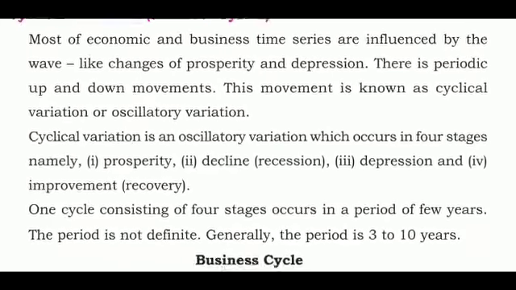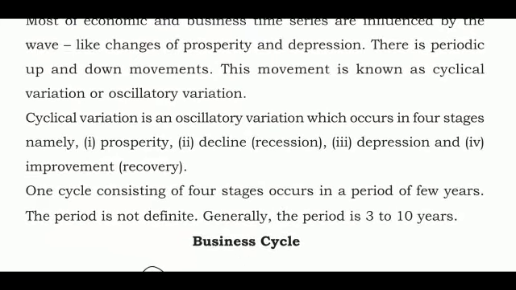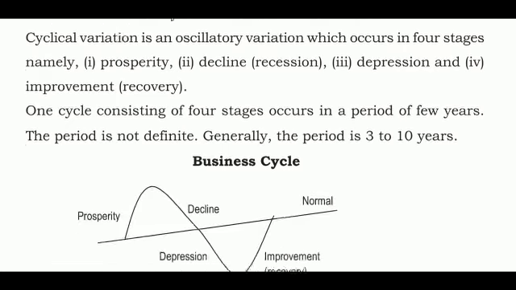So cyclical variation is an oscillatory variation which occurs in 4 stages. There are 4 stages in cyclical variation which you need to remember. The first one is prosperity, then comes the decline, then the third part is the depression, and the fourth one is improvement or recovery. So remember, one cycle consists of 4 stages: prosperity, decline, depression, and improvement.